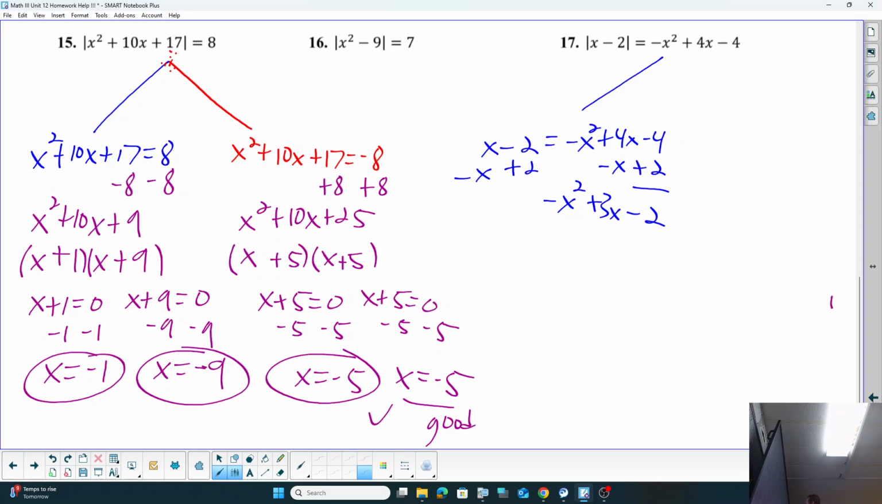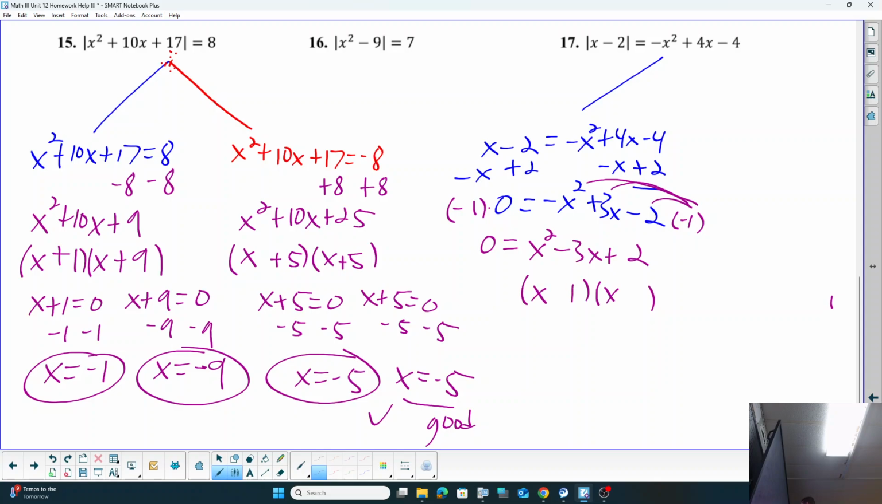That's going to be weird to factor, so I'm going to change the signs on all of them and set it equal to 0. I'm just going to multiply both sides by negative 1. As long as you do it to all of them, it's just going to make it easier to factor. So negative 1 times 0 is 0, and we get a positive x squared minus 3x plus 2. That's just going to make it easier to factor now.